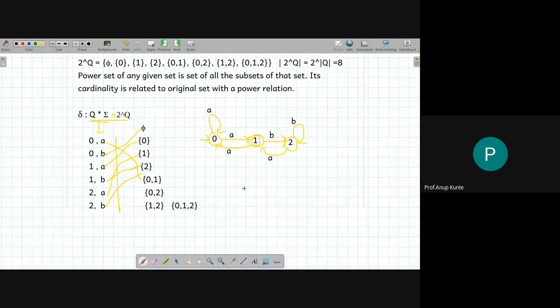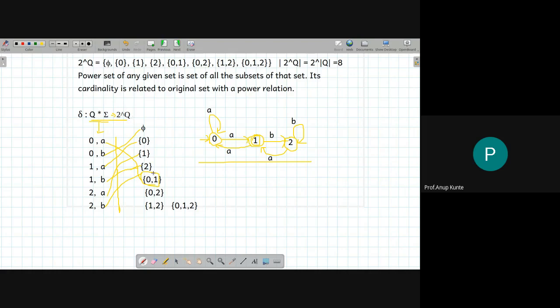Told you that earlier, but maybe. Now this is a finite automata for sure. And if I now see this mapping, it is not a one-to-one mapping, because here I am mapping this to two of the states, 0 and 1. As far as 2 raised to Q is concerned, it is one-to-one.